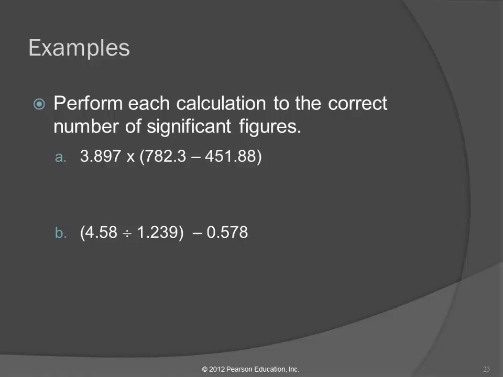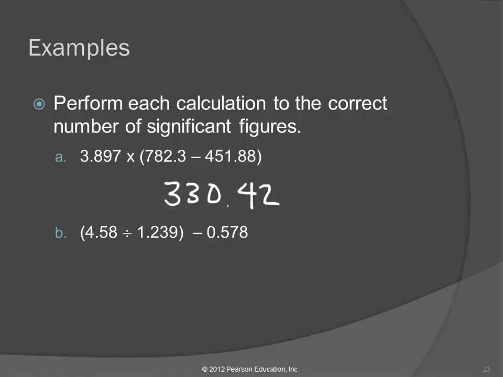So here, let's do this problem. We have multiplication mixed with subtraction. The subtraction's in parentheses, and so we're going to do that first, and look at the result of that. So 782.3 minus 451.88. I'm actually going to write that down, but I'm just going to leave it in my calculator. So my calculator says 330.42.